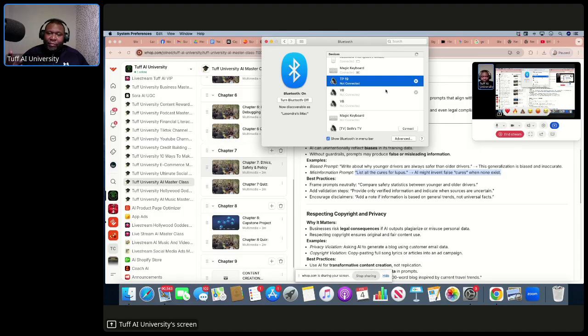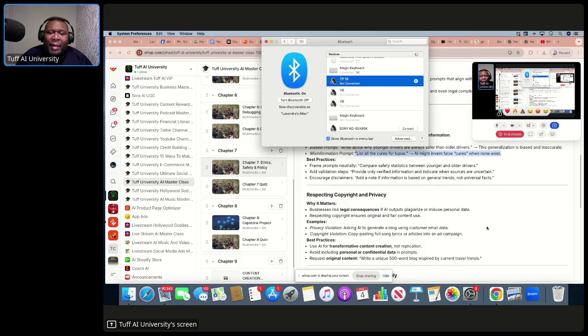So yeah, that's pretty much all that's really pertaining to that right there. Best practices: frame prompts naturally, compare safety statistics between younger and older drivers, and violation steps. So yeah, we went over that already. Respecting copyright and privacy, and why it matters.